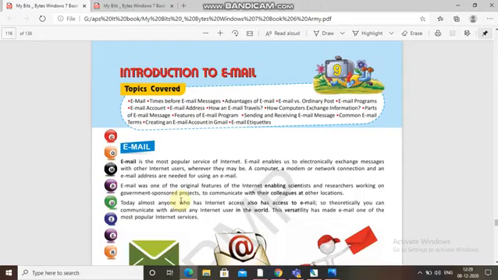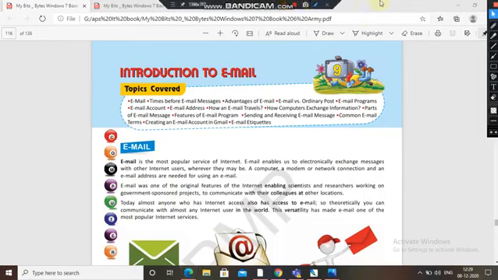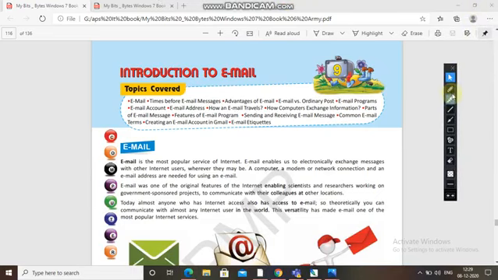But how does it work? What does it do? So what you will say is that email enables us to electronically exchange messages with other internet users wherever they may be. This is your answer: email enables us to electronically exchange our messages with other internet users wherever they may be, whether they are in a restaurant, traveling, or in some other country.